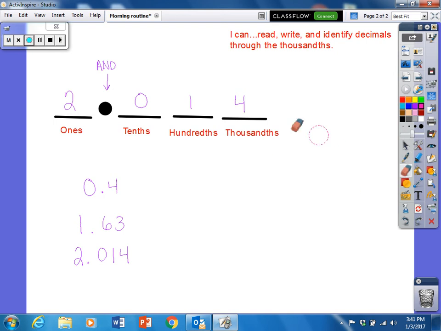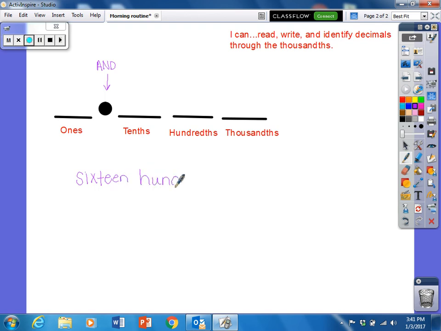We are now going to look at numbers written in word form, and we're going to try and plug them into the place value chart. So if I have 16 hundredths, where would I plug my numbers in? Do I have any whole things? Nope.